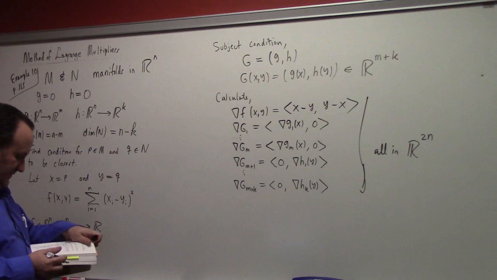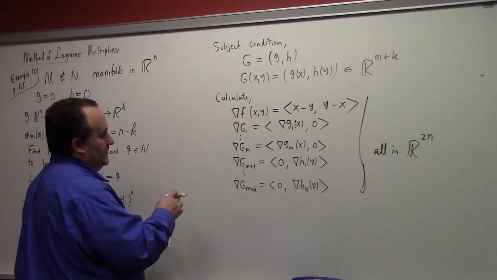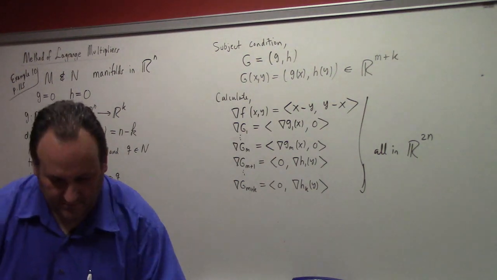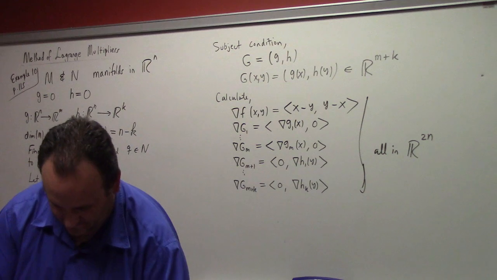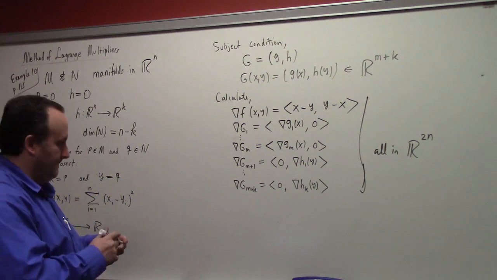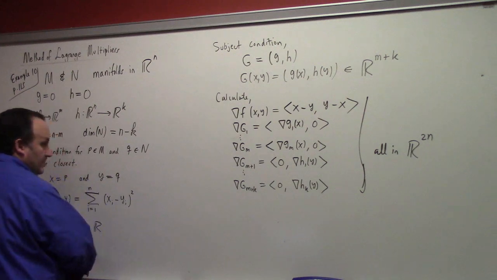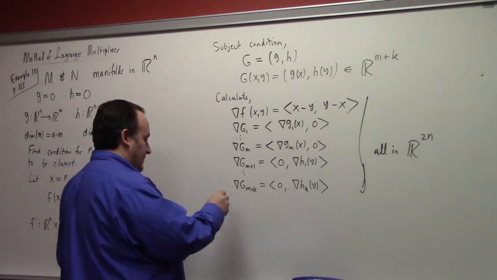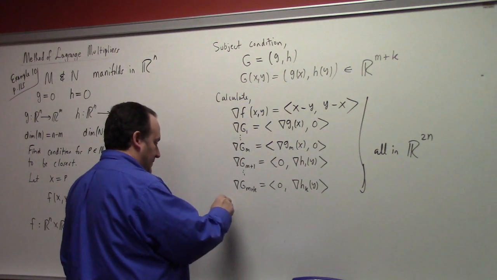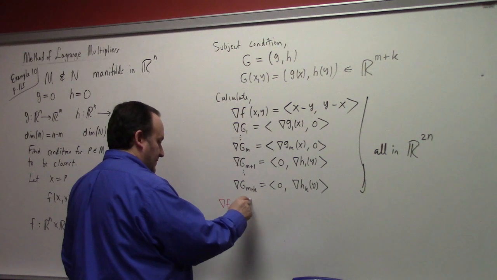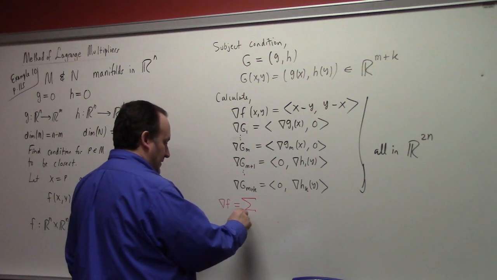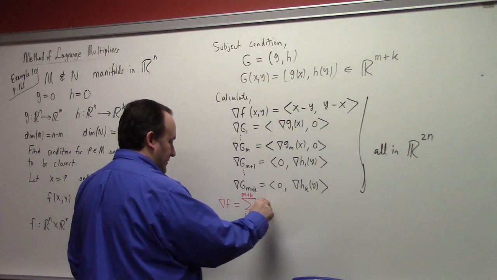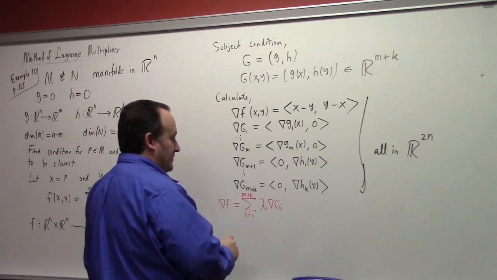And what do we want to solve? We want to solve the Lagrange multiplier equations, which are what? So we need to solve gradient of f, right, is equal to the sum i equals 1 to m plus k of lambda i nabla g sub i, right?